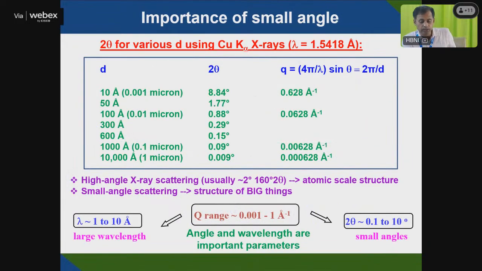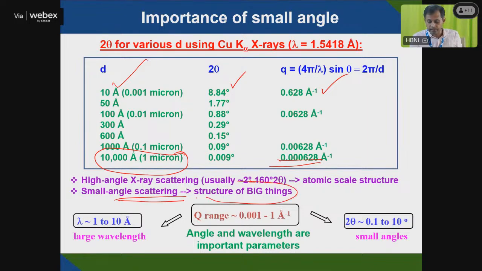If you see the 2 theta variation using copper K alpha X-ray, for D of 10 angstrom, your 2 theta is 0.84 and Q equals 0.628 per angstrom. But if you have micron size particles, your Q is very low. High angle X-ray scattering is usually 2 to 160 in 2 theta, where you get the atomic structure. And small angle scattering, as I told, gives the big structure. So Q ranges from 0.001 to 1 per angstrom in most of these small angle techniques.